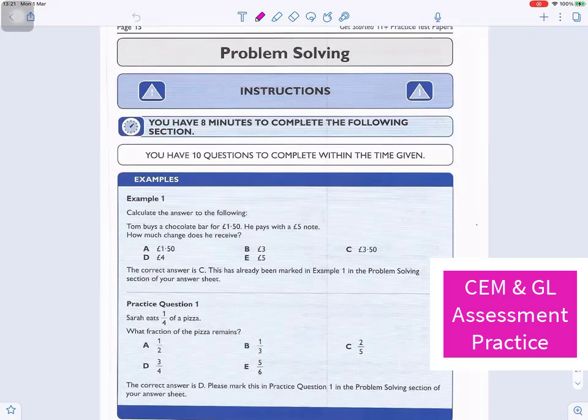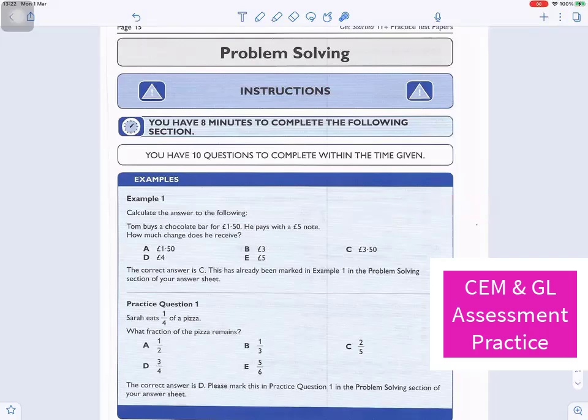Tom buys a chocolate bar for £1.50. He pays with a £5 note. How much change does he receive? So the answer is C, £3.50. So it's £5 minus £1.50.